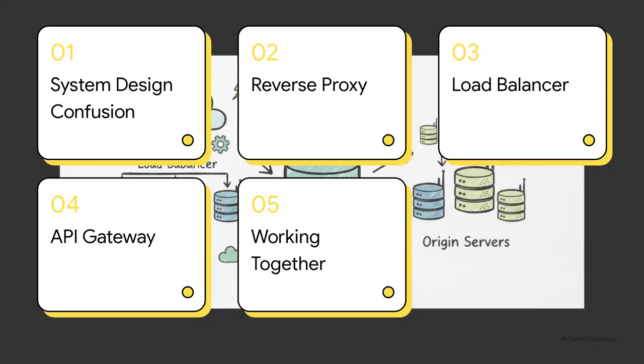Here is the agenda for this explainer. First, the system design confusion. Second, reverse proxy, the front desk. Third, load balancer, distributing traffic. Fourth, API gateway, the check-in. And finally, how they work together.